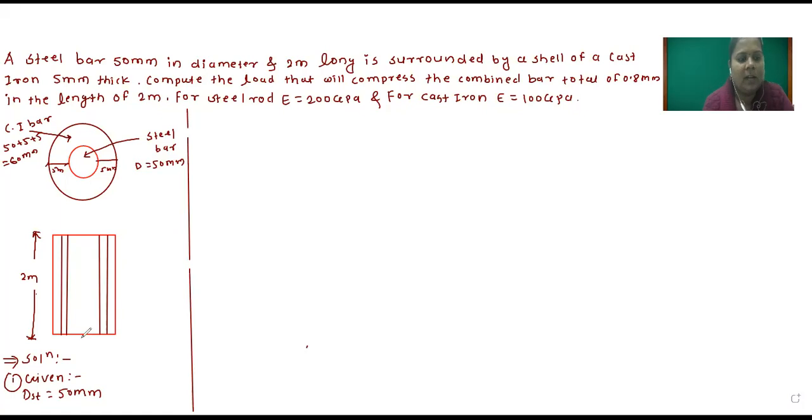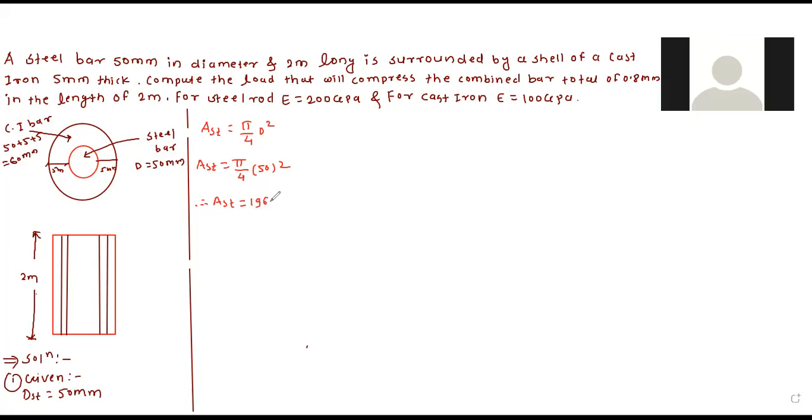Okay. So the diameter of the steel rod is given. From that we will calculate the area of the steel rod. So A_st is equal to pi by 4 into D square. So area of steel rod is equal to pi by 4 into 50 square. Calculate and tell me A_st is equal to how much? 1962.5 mm square. Okay. So this is the area of steel.